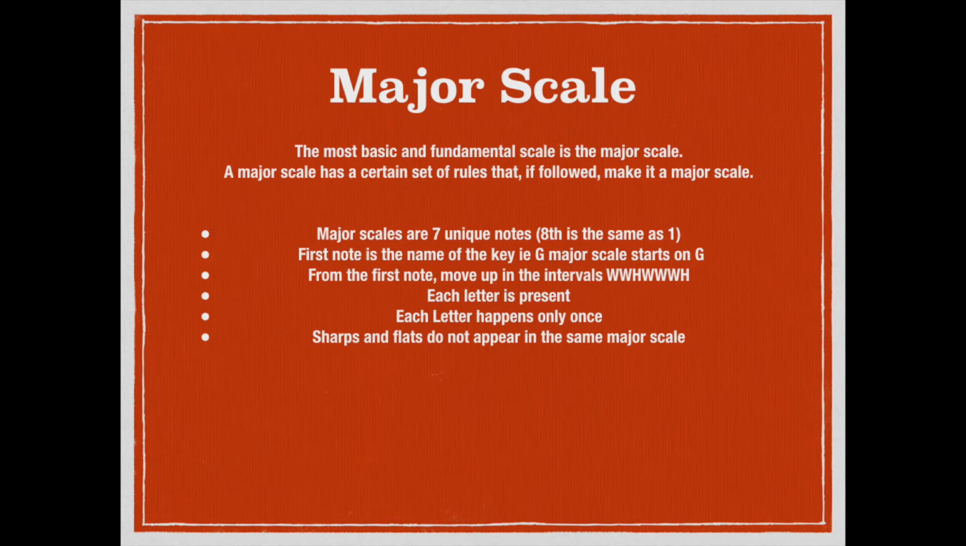First note is the name of the key, i.e. G major scale starts on a G note. From the first note, you move up in intervals that are whole, whole, half, whole, whole, whole, half. And that will make a little more sense on the next slide when we can visualize it. But from the first note, which is the name of the scale, go up a whole tone, that's the next note. A whole tone above, that's the next note. A half tone above, that's the next note, so on.